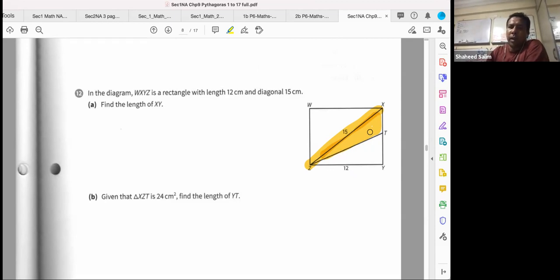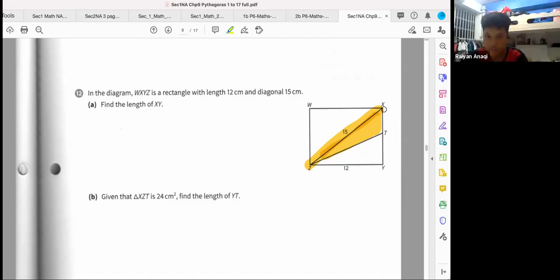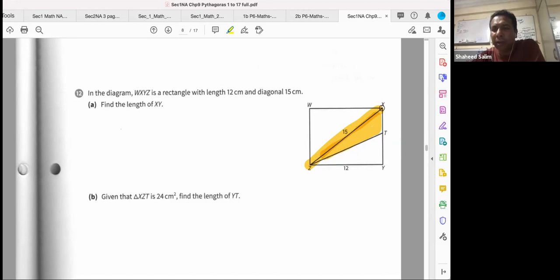This one now we have to go to area of triangle. XZT is 24. They want you to find YT. YT is here. Before that, you need to know this one. Oh, you can also find this one, right? You found already 9. So later you minus this one. Once you find this one, you can minus this one, you get down here. But how to find this one?